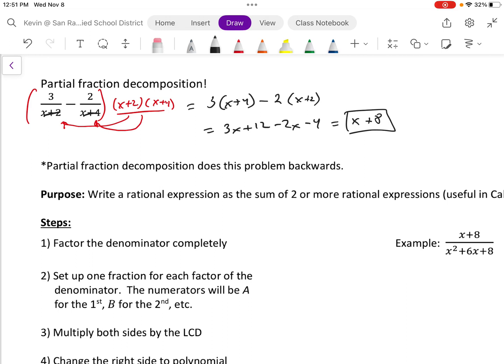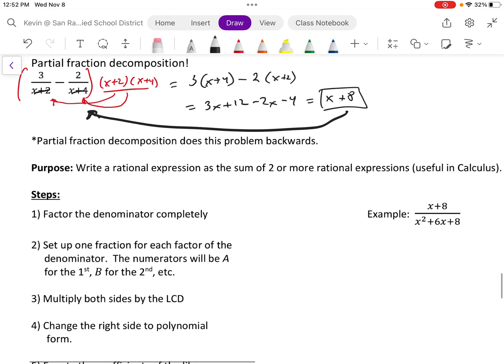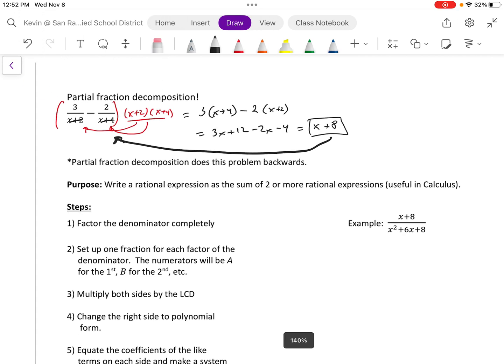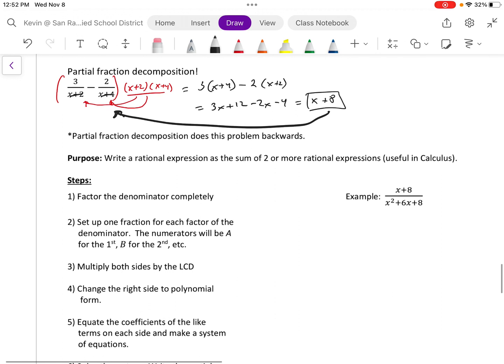And so what partial fraction decomposition does is basically work the problem backwards. So it gets us going from an equation and it turns it into this. And so the purpose is to write a rational expression as a sum of two or more rational expressions. And apparently, I haven't looked at calculus in a long time, but this is going to be useful in calculus.